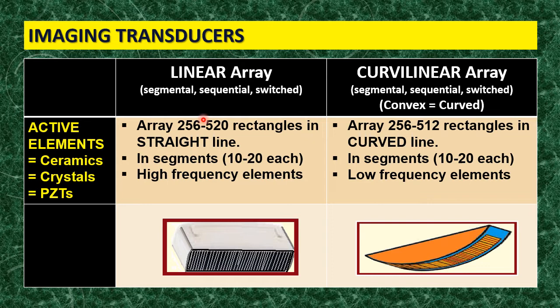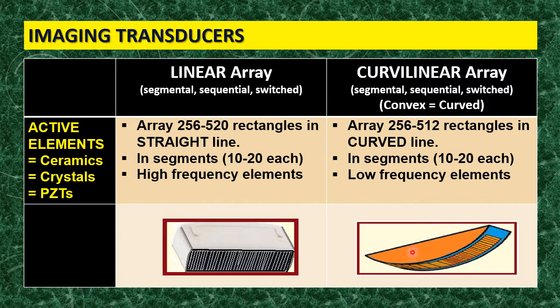So if I'm talking about the linear and curvilinear, the linear probe is sometimes called the linear segmental, linear sequential, or linear switch probe. Why do you call it linear? Because the active elements are arranged in one straight line. How about the curvilinear? Curvilinear is called curvilinear segmental, curvilinear sequential, or curvilinear switch, because they have the same pattern of cutting and arrangement of the active elements. And because it's curvilinear, it has this curved pattern. So it's a curved line, sometimes called a convex probe because of this arrangement, or the curved probe.